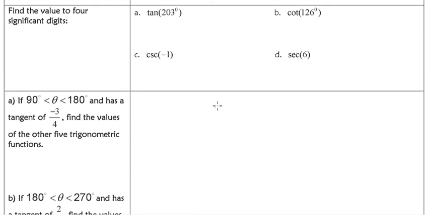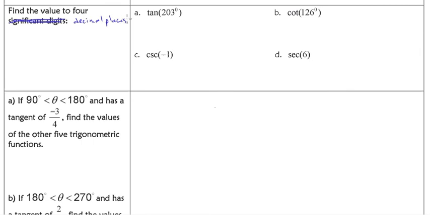All right, go ahead and find the value to 4 significant digits. And actually, let's change that. Let's just do to 4 decimal points. Significant digits is going to be something a little bit different that we could get into right now, but let's just focus on the trig. So to 4 decimal places, and here we go.